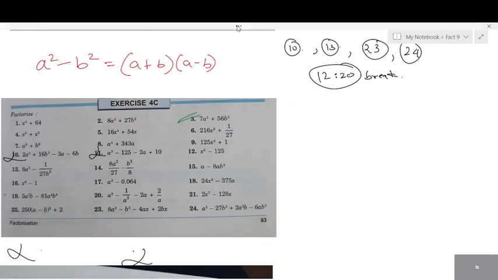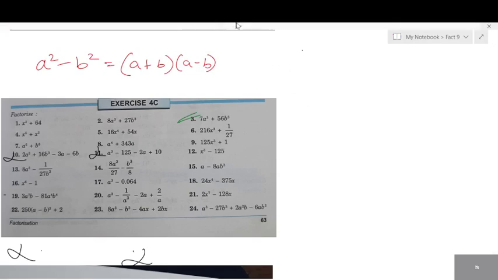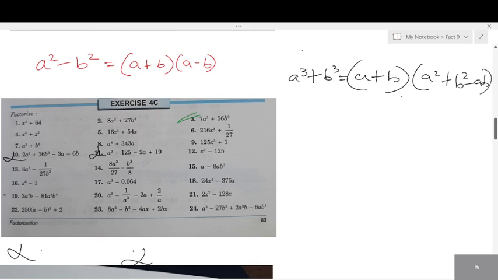Now 4C. Tell me the formula. Another 10 minutes. What's the formula for a cube plus b cube? Unmute the call and answer. a cube plus b cube. What's the answer? a plus b into a square minus ab plus b square. Make a note of this. Be quick. a minus b into a square plus b square plus ab. Whenever you have degree 3, use this concept.